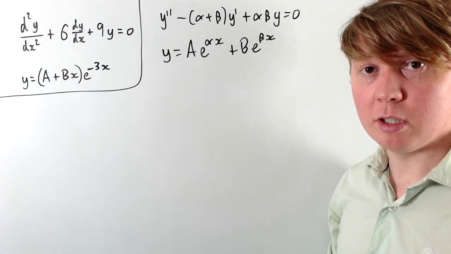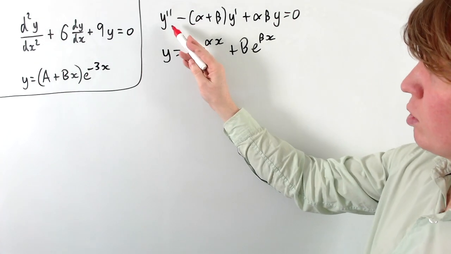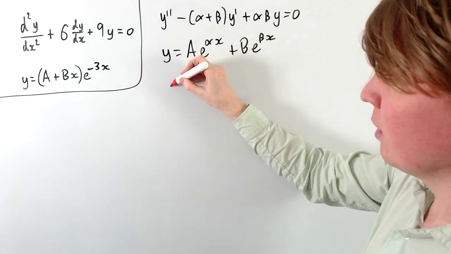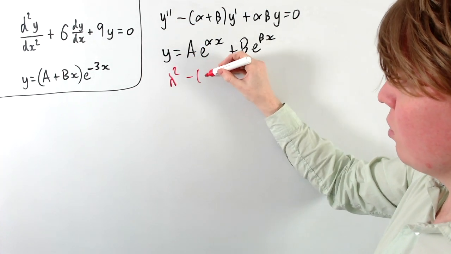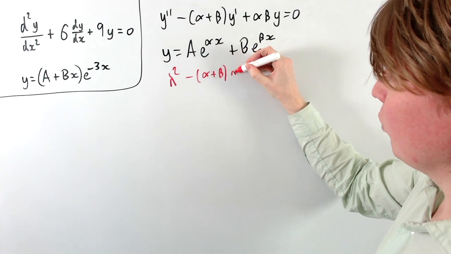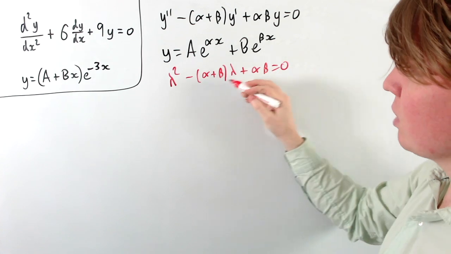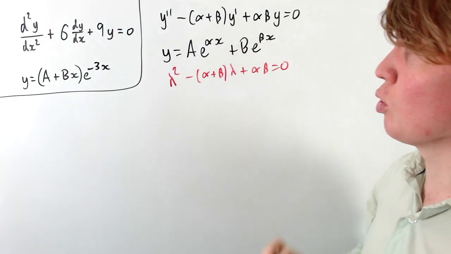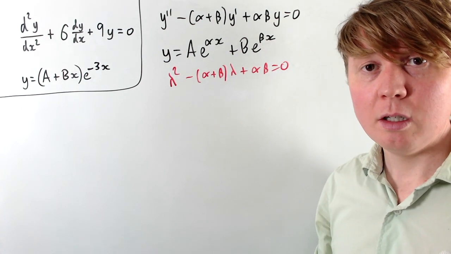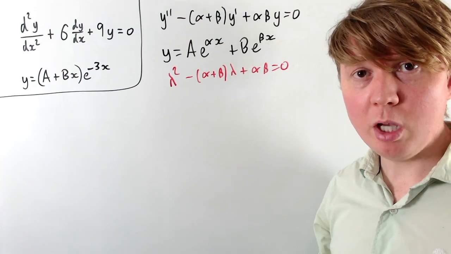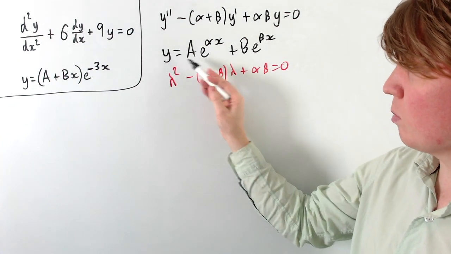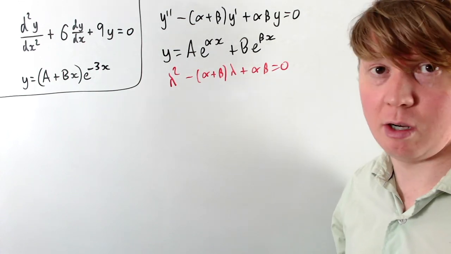And these are effectively coming from the auxiliary equation, where we just replace our second derivative by lambda squared, our first derivative just by lambda, and we replace y just by 1. So this quadratic equation has roots alpha and beta, which then we put into our exponents there. So where has this method come from? Well, one way of understanding this is just to substitute this back into the original equation, and you see that it works.